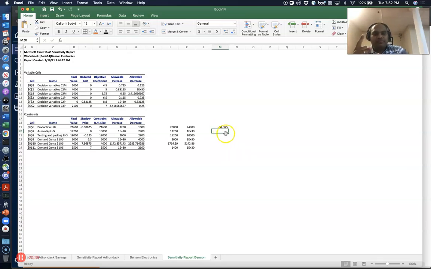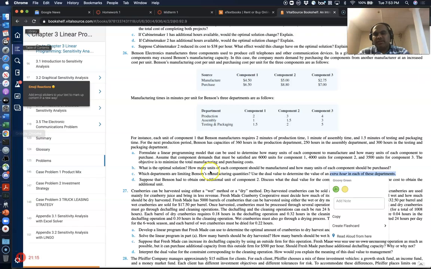hour to production. And if you can add 1 hour to testing and packing, you know what? Now, the reason why the 1 hour increase doesn't do anything here is because you already have a slack of 2,800 units. So it doesn't affect this much. But here, for every hour, the decrease in price is only $7.50. So this is definitely a much better investment. So if you have extra resources available, you should put it into production rather than in testing and packing.